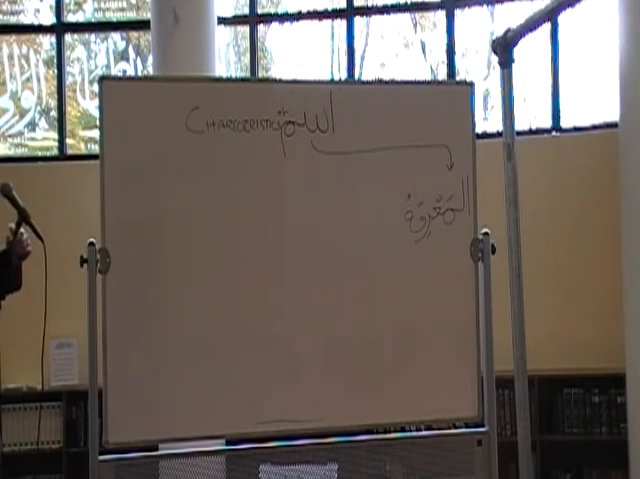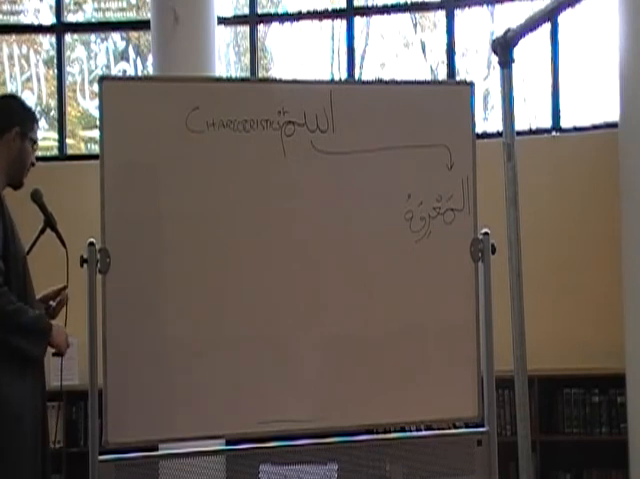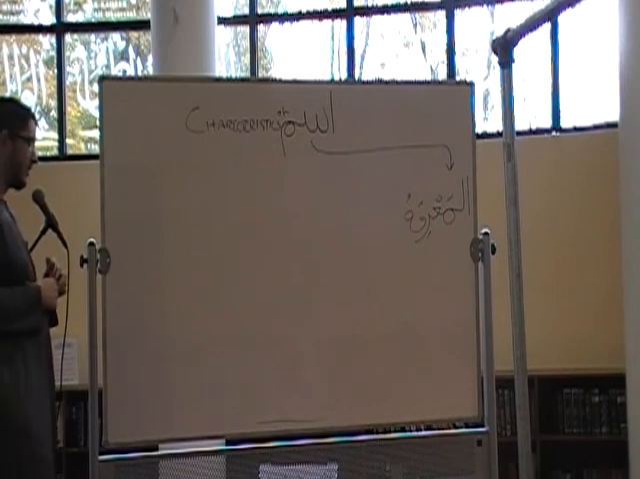Okay? The first one is known as the ma'rifa. I'm just going to list them out, and then we'll go into details. The second one is known as al-jins.